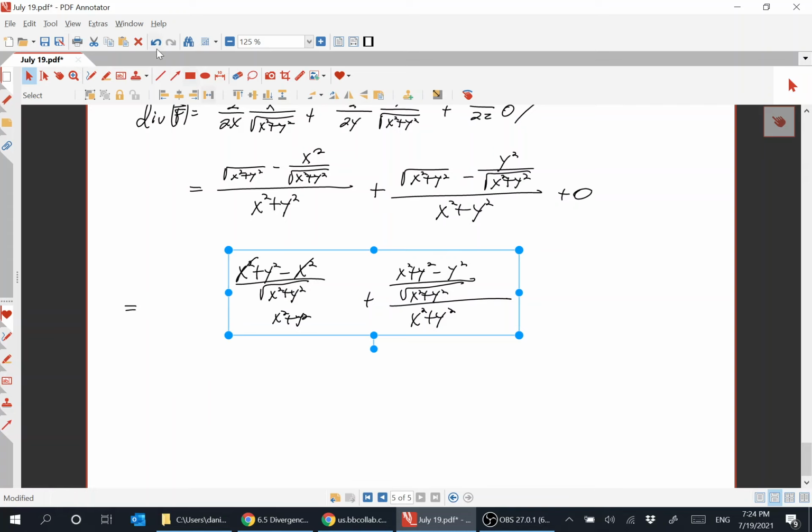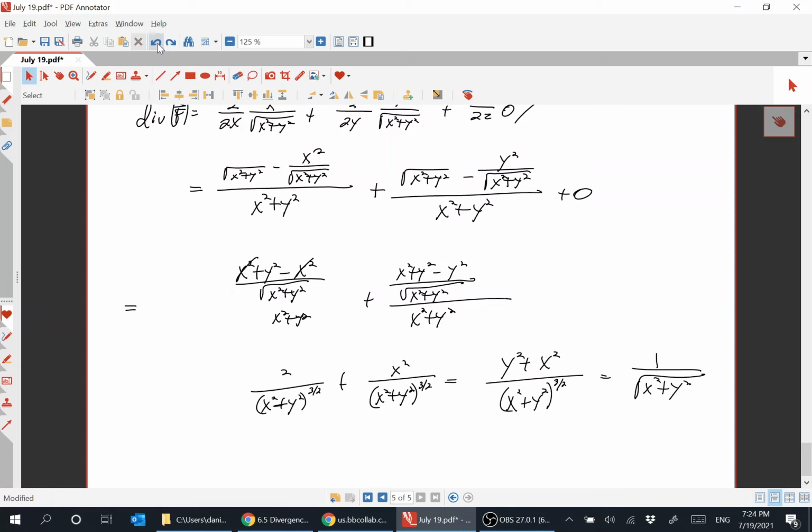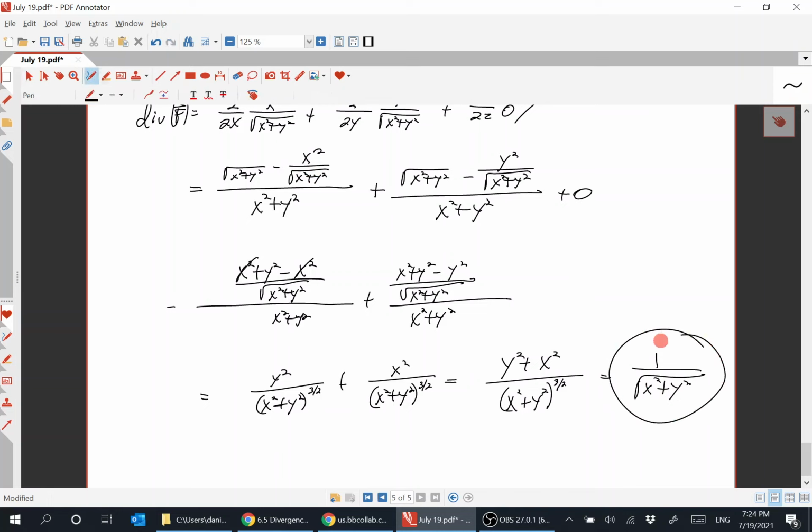No, wait a minute. No, I did that right, didn't I? Right, when I add these together, it becomes x squared plus y squared over square root x squared plus y squared minus x squared. No, this is correct. So it's just 1 over square root x squared plus y squared.